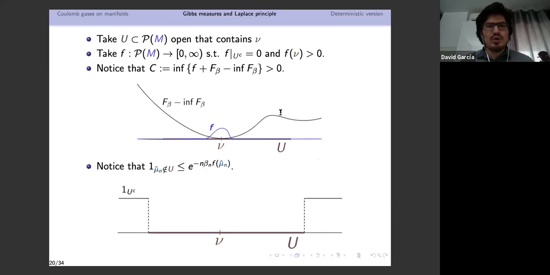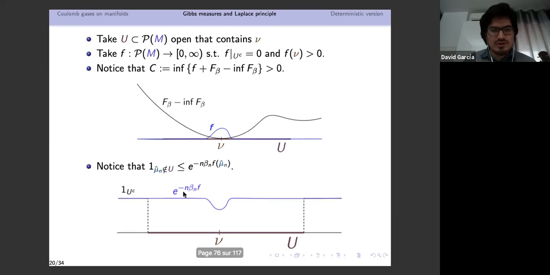And we want to compare what happens with this indicator function. This is one if the empirical measure mu n hat does not belong to U. We want to compare this random variable to this exponential that we know how to understand. So this is the indicator function of U complement. What happens is just this. f is 0 in U complement, so the exponential will be 1 here. And it doesn't matter what happens in U because the indicator function will always be 0 and the exponential will always be positive. So using this relation, we want to understand the expected value of this indicator function. We want to understand the probability that mu n hat does not belong to U.